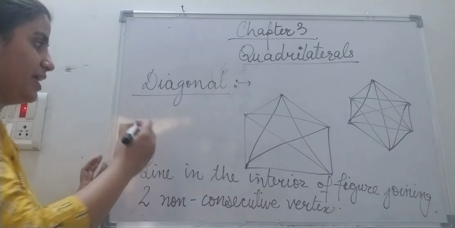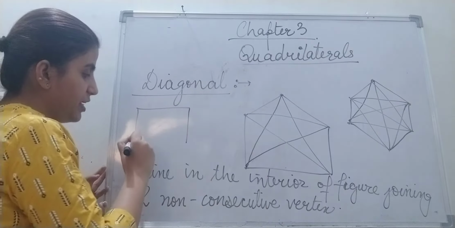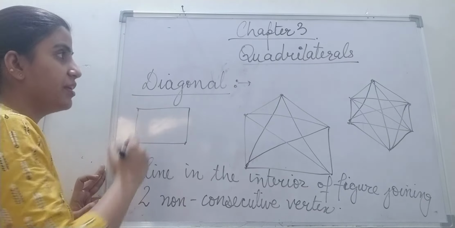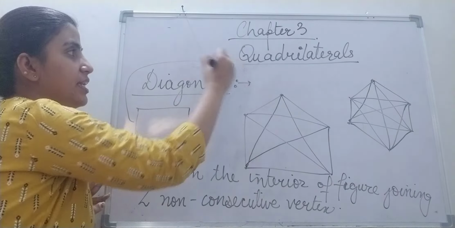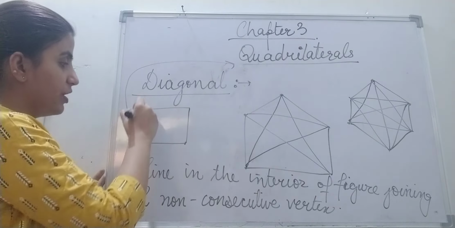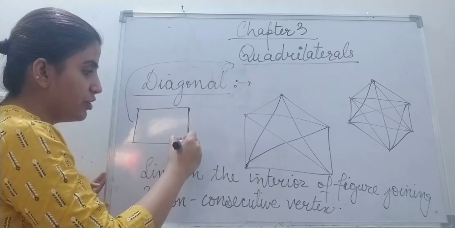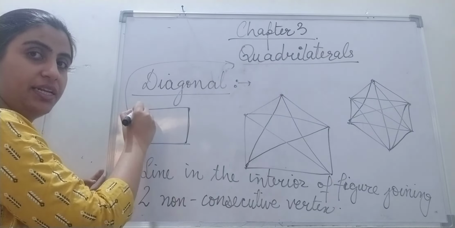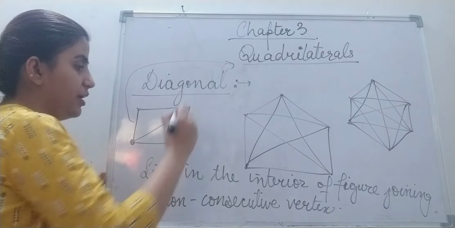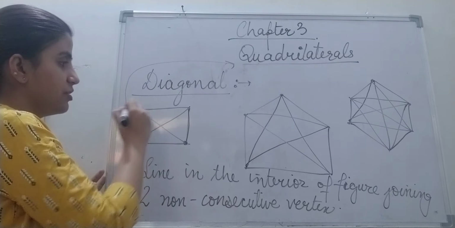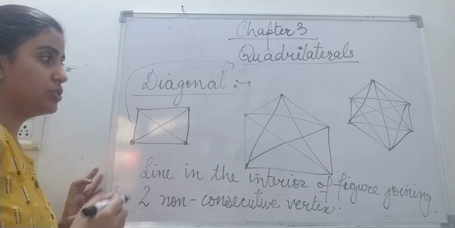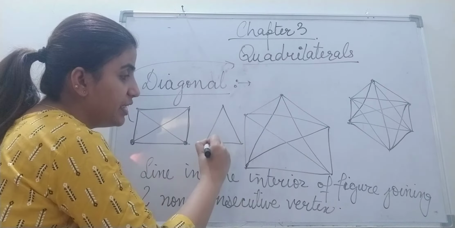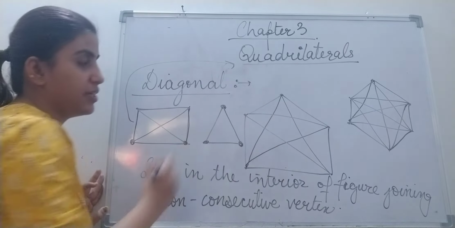So if I say a four-sided figure, it is called a quadrilateral. A four-sided figure is called a quadrilateral. It can be in any form. If I have to draw the diagonals of a four-sided figure, you take any one vertex, leave the next vertex and join, and from here also. So how many diagonals are possible? 2. But if I take a triangle, all the 3 vertices are consecutive vertices.